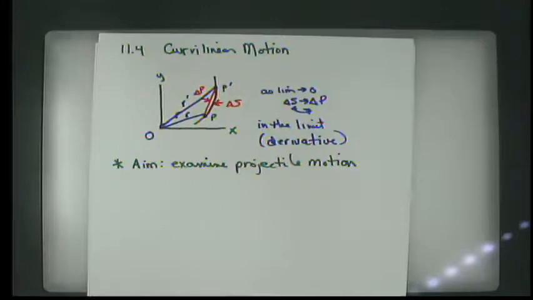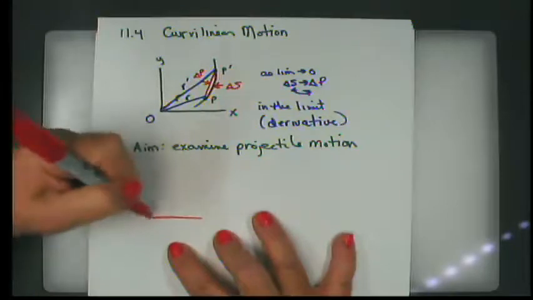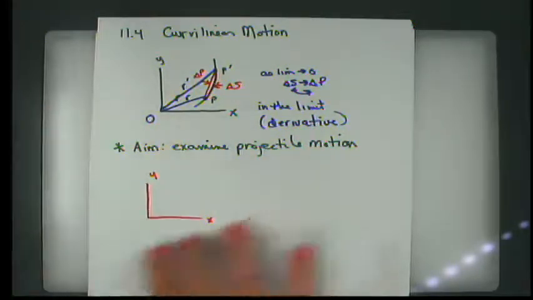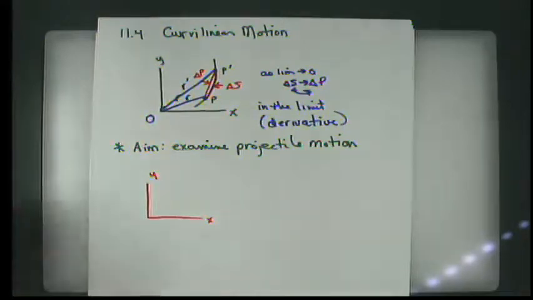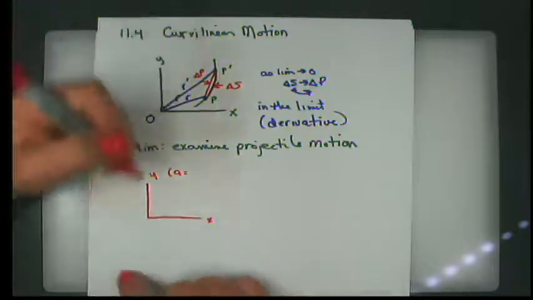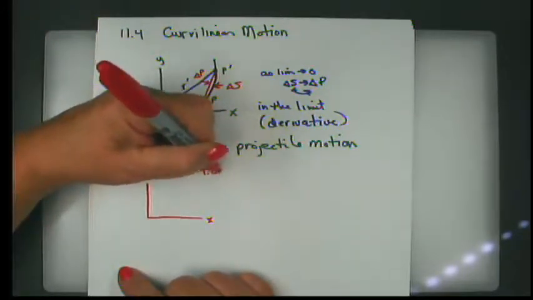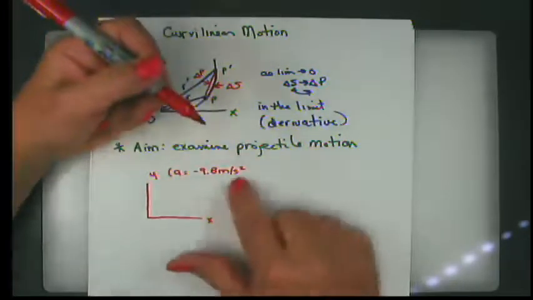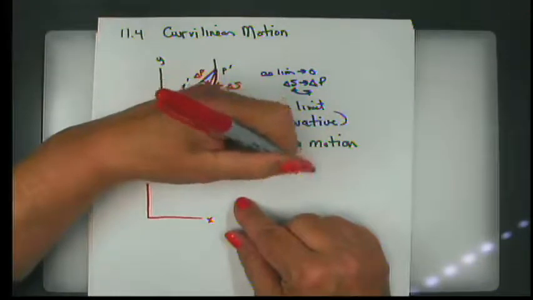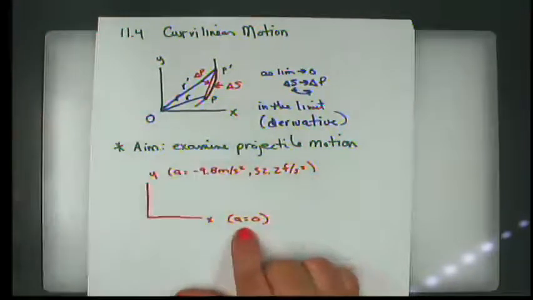And because x and y, I don't really know, I don't have any reason for having changed pen colors here, I just did. In the y direction, the acceleration would be, if we consider this to be positive up and negative down, negative 9.8 meters per second squared, or negative 32.2 feet per second squared. And in the x direction, the acceleration is equal to 0.